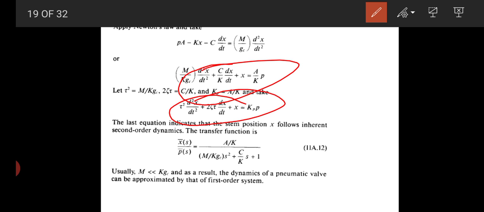Now we are taking the Laplace of this equation and obtaining the transfer function, which is nothing but the Laplace output upon the Laplace input, putting all initial conditions as 0. We have taken the output as the stem, the plug displacement, and the input is the pressure. So the transfer function X(s) upon P(s) becomes a by k over m by kgc s square plus c by k s plus 1. This is the standard second order transfer function.